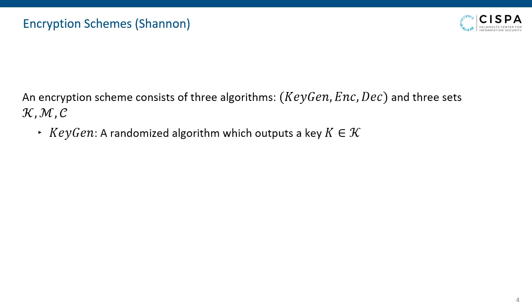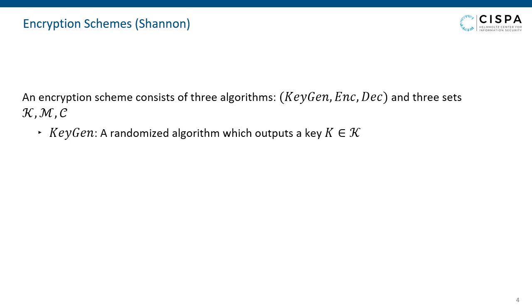An encryption scheme consists of three algorithms, KeyGen, Enc, and Dec, and three sets K, M, and C. We call the set K the key space, the set M the message space, and the set C the ciphertext space. The KeyGen algorithm is a randomized algorithm which outputs a key k in the key space.